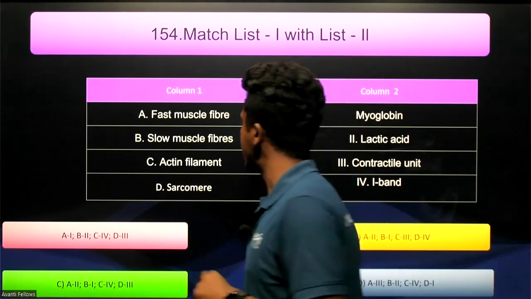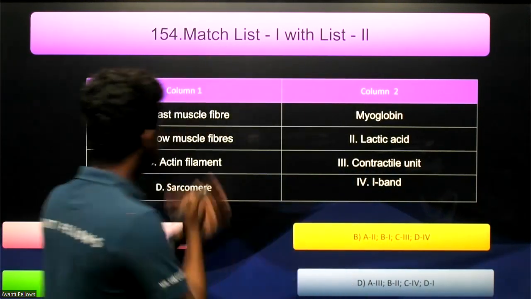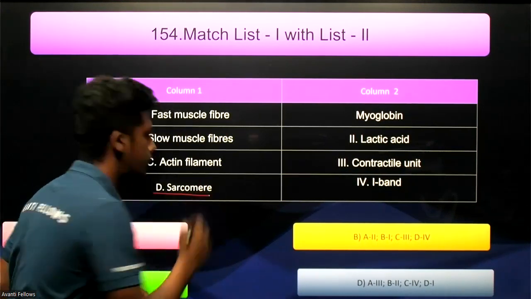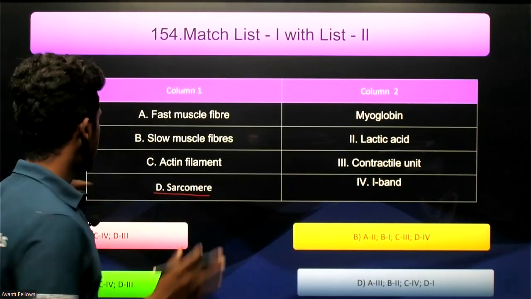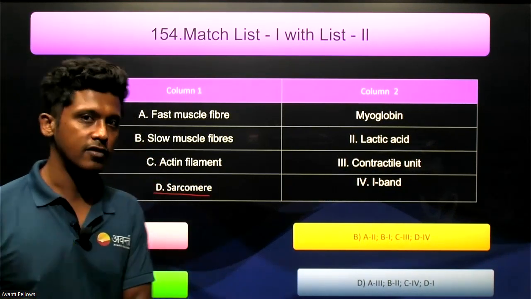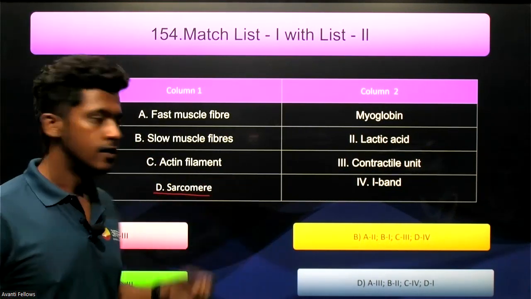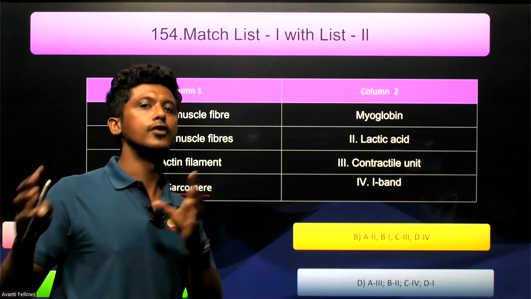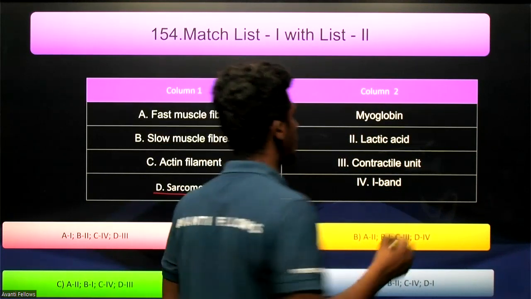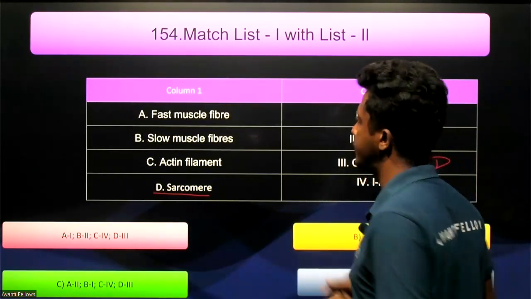We just have to think a little bit. So let's see what are the first things that we can answer. Sarcomere, very easy. In a muscle fiber, one of the most important regions is the sarcomere. You can tell that it's a functional unit of a muscle fiber. So what is sarcomere? It represents the contractile unit of a muscle fiber. So I'll write it here.